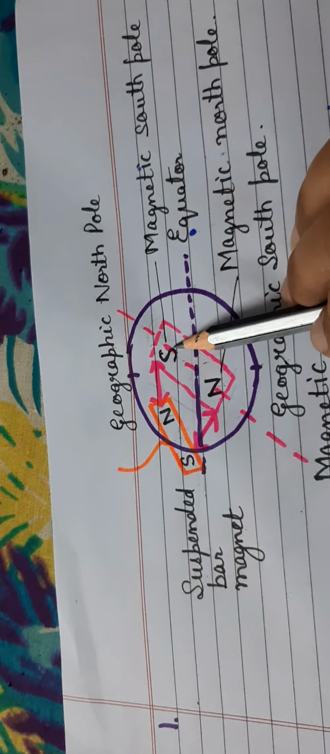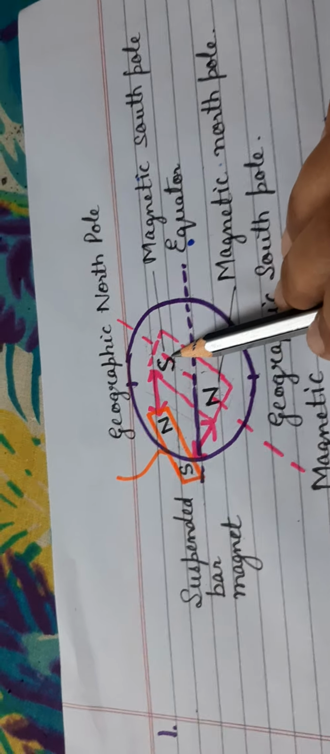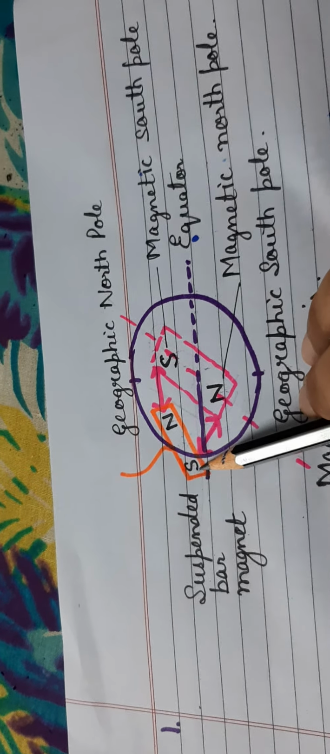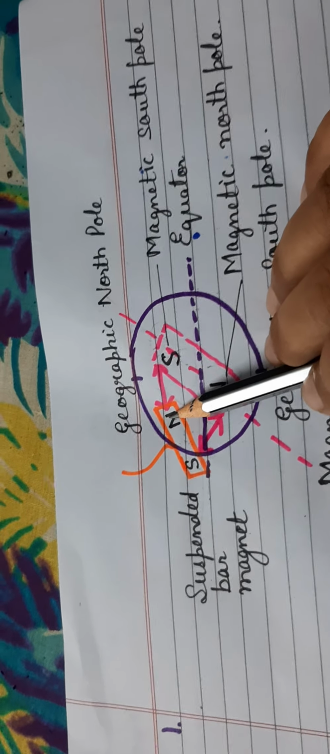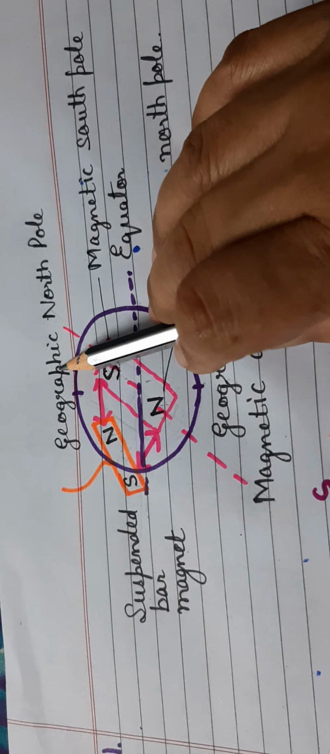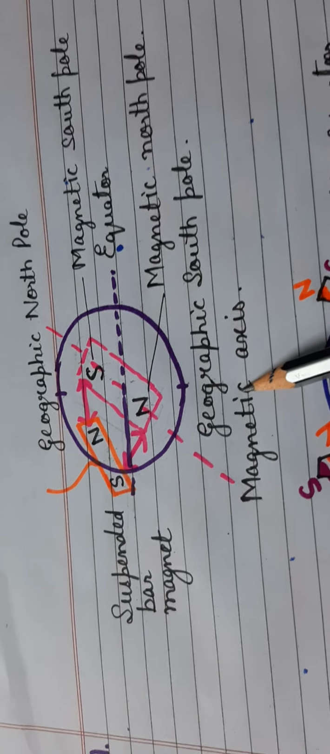Because it is closer. And in doing so, the north of my magnet turns towards the magnetic south, and the south of my magnet towards the magnetic north. In doing so, the north of my magnet faces the geographic north of the earth, and the south of my magnet faces the geographic south of the earth.